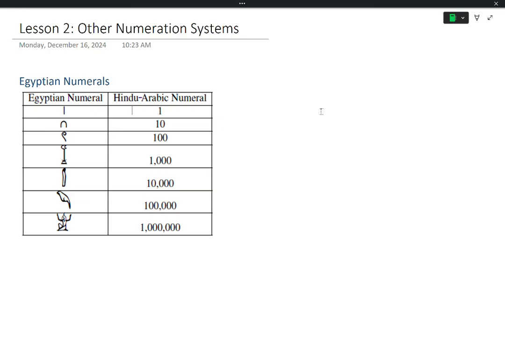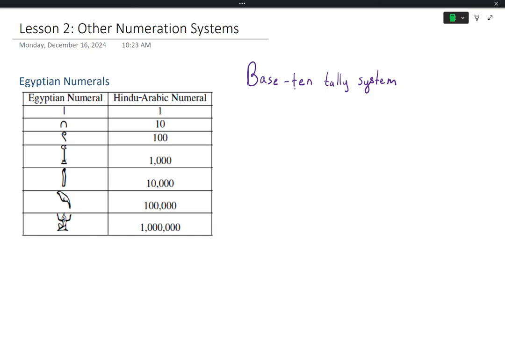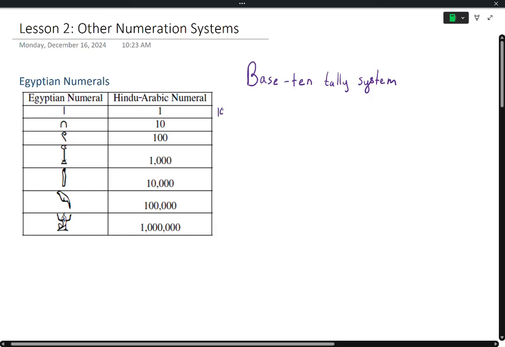Now, Egyptian numerals are what I like to call a base 10 tally system. Now, what does that mean? So, base 10 means it functions much like the system we use, where we have symbols for powers of 10. 1 is 10 to the 0, 10 is 10 to the first power, 100 is 10 to the second power, 10 to the third power, etc., etc.